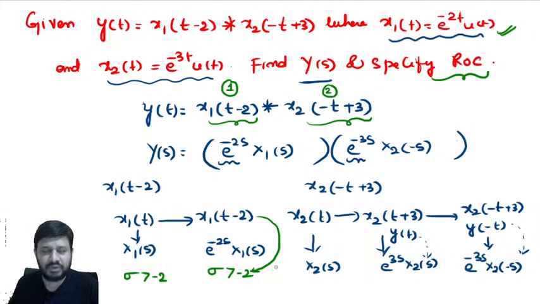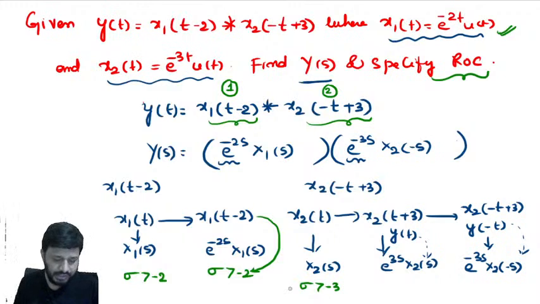Now let's observe the ROC for x2 of minus t plus 3. Here shifting is done, scaling is also done. Now what is the ROC for X2 of s? Sigma greater than minus 3. Now first shifting is done and we know that ROC does not change with shifting. But with reversal the ROC changes. The ROC is reversed with reversal.